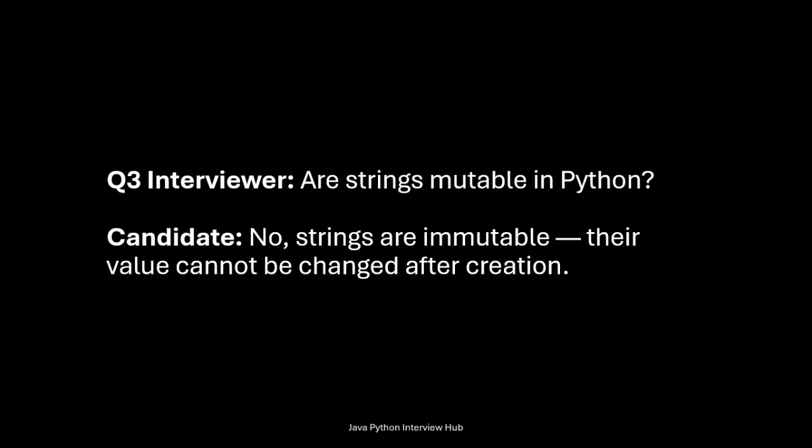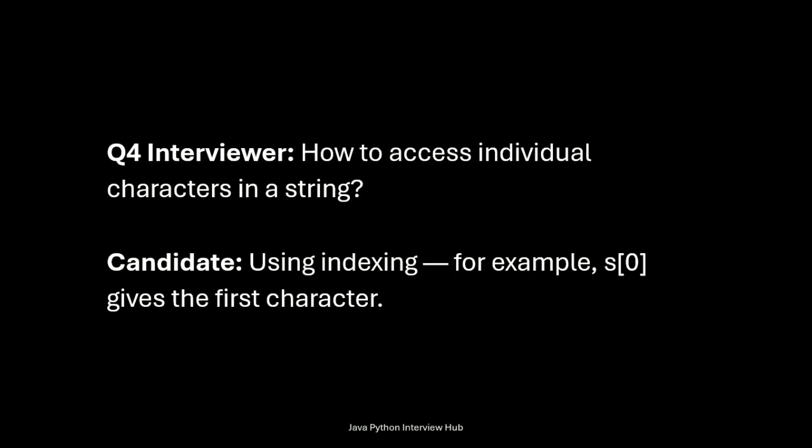Third question, are strings mutable in Python? Then your answer will be no. Strings are immutable. Their value cannot be changed after creation. Fourth, how to access individual characters in a string? Your answer, using indexing. For example, string s in square brackets 0 means the first character.